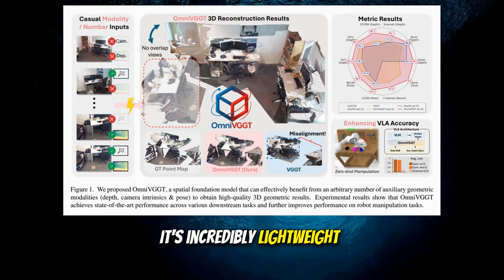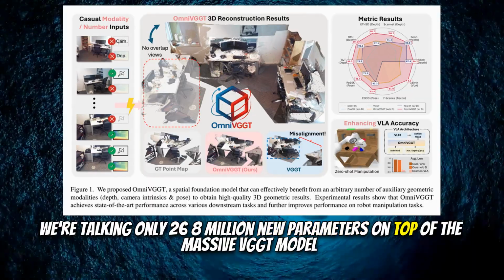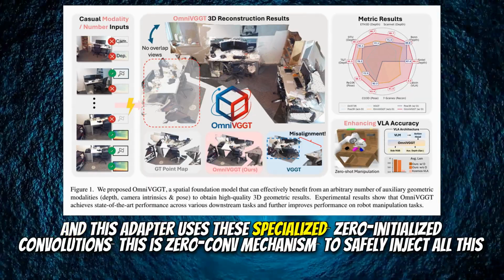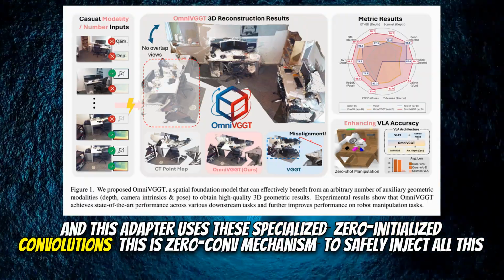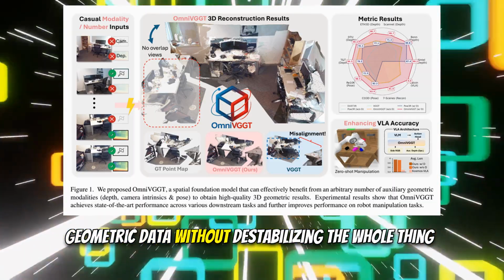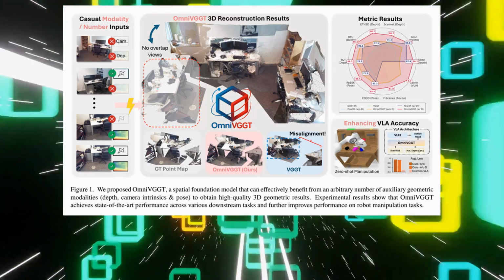It's incredibly lightweight. We're talking only 26.8 million new parameters on top of the massive VGGT model. And this adapter uses these specialized zero-initialized convolutions, this zero-conv mechanism, to safely inject all this geometric data without destabilizing the whole thing. And the payoff is just huge.